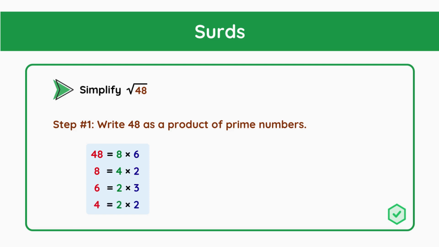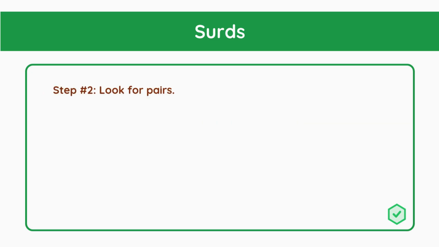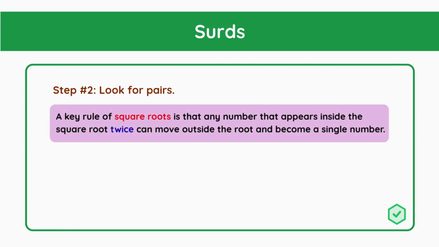If we put all of these prime numbers together, 48 can be written as 2 times 2 times 2 times 2 times 3. Let us write this back under the square root symbol. Square root of 2 times 2 times 2 times 2 times 3. Our second step is to look for pairs. A key rule of square roots is that any number that appears inside the square root twice can move outside the root and become a single number.